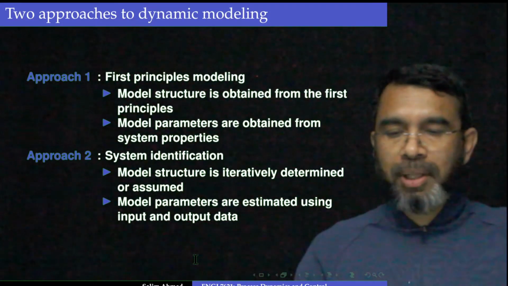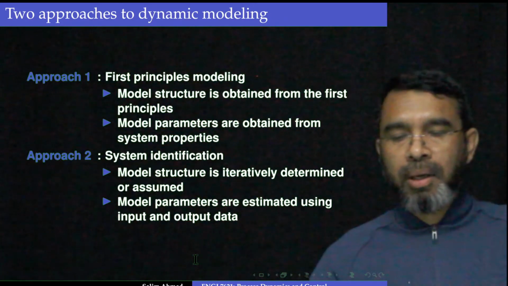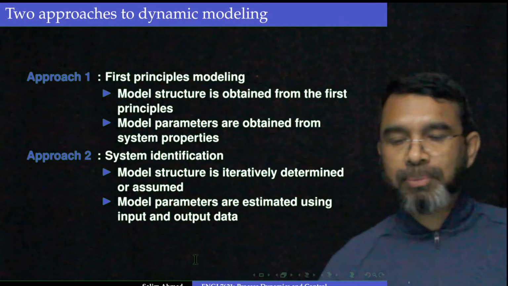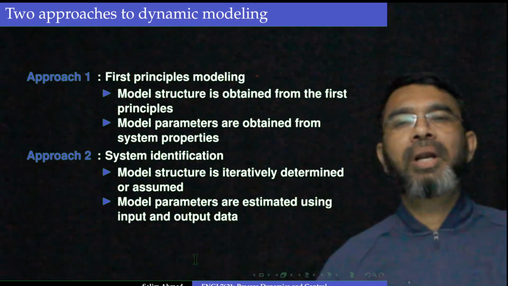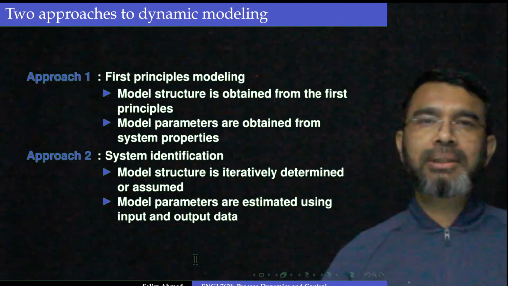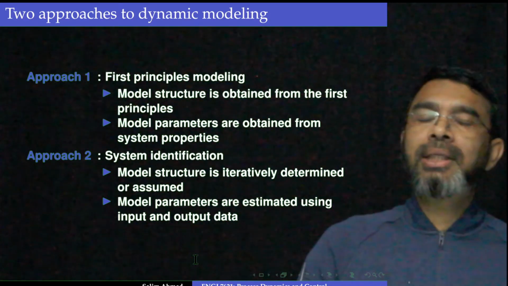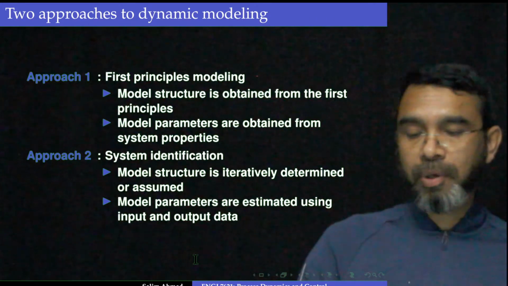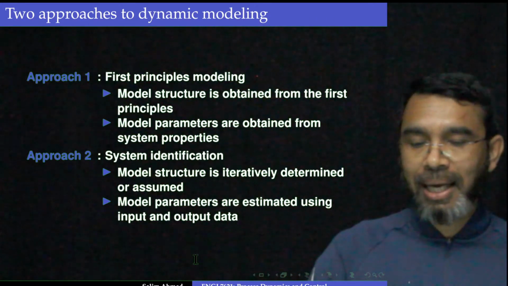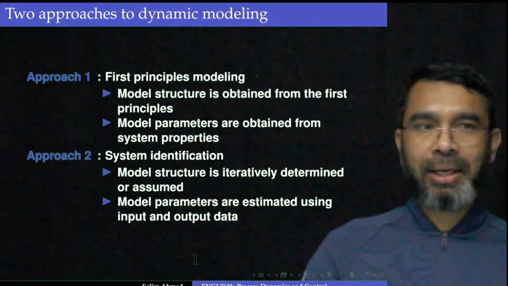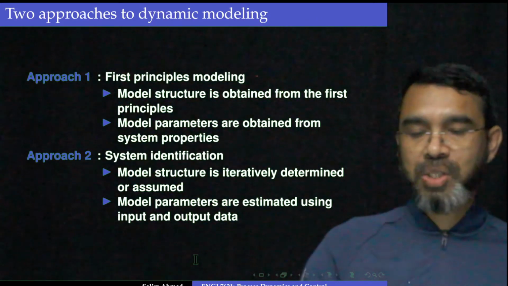One is first principle, where the model structure is typically obtained using the first principles, and then model parameters are obtained using process knowledge or the system properties. The other is the approach of system identification, where the model structure is iteratively determined from process knowledge and process data. The model parameters are estimated using input-output data. This is a totally data-based approach.